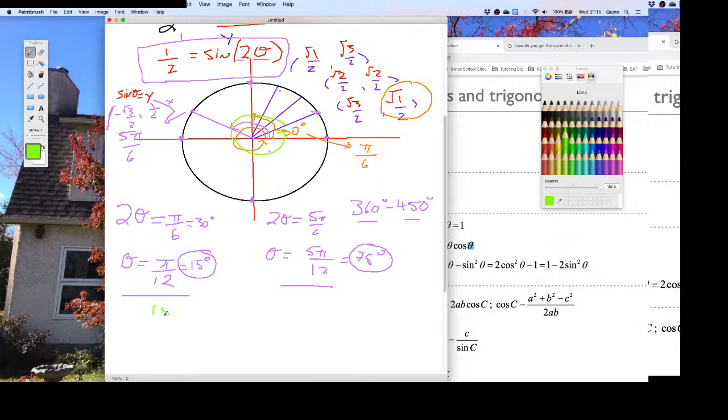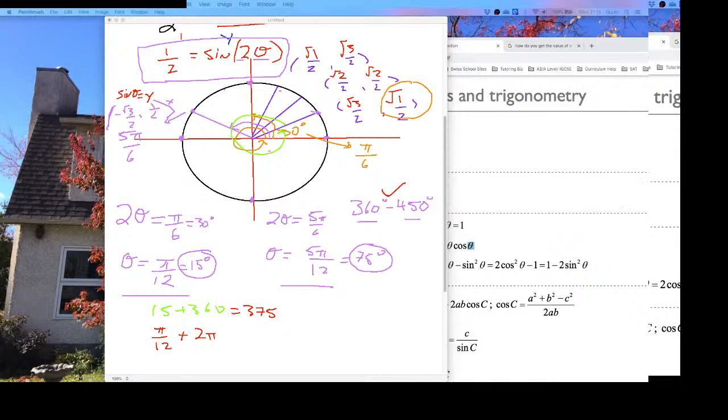So 15 degrees plus 360, or, let me write in a better pen, pi over 12 plus 2 pi. It means 360 degrees plus 15. Well, that would give us 375, wouldn't it? And isn't that in our range of values here? Isn't that a good thing?